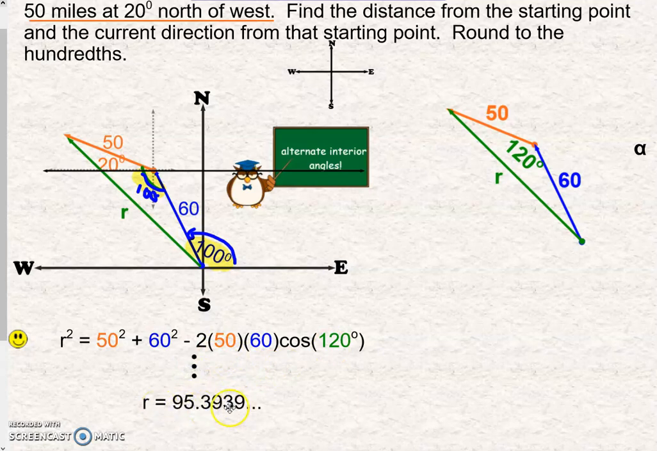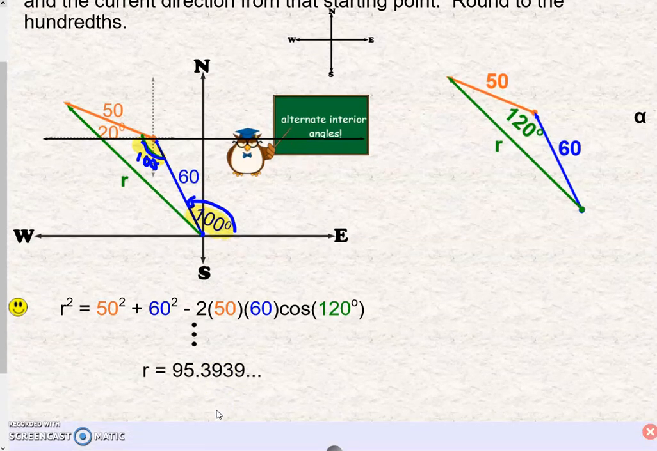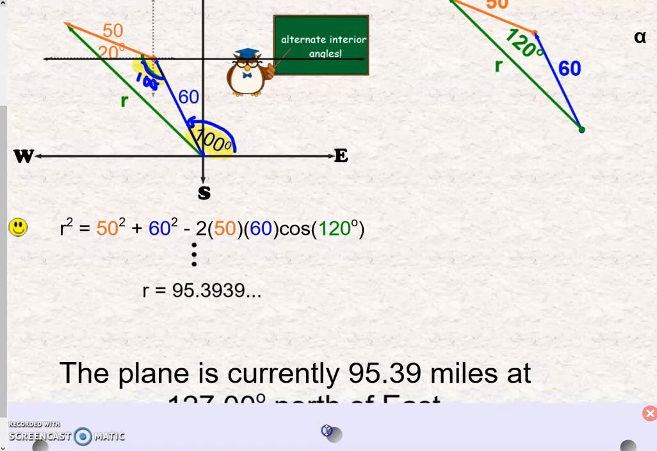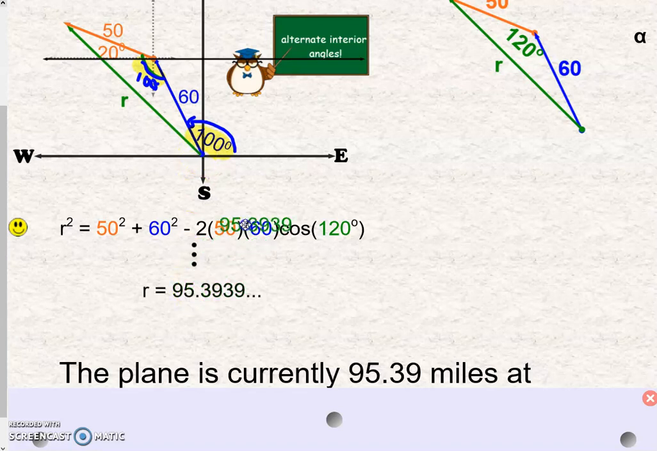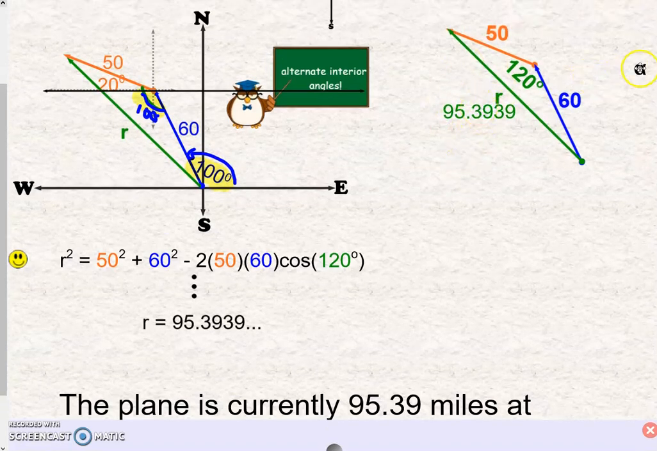Hey, welcome back. I hope you got r is 95.3939... miles. So we know that the plane is currently 95.39 miles away from its starting point. Now we just have to find the angle of that plane from the starting point. So this 95.3939... can go up here into my triangle for r. And now I can find this angle alpha, which is right there. That's alpha.